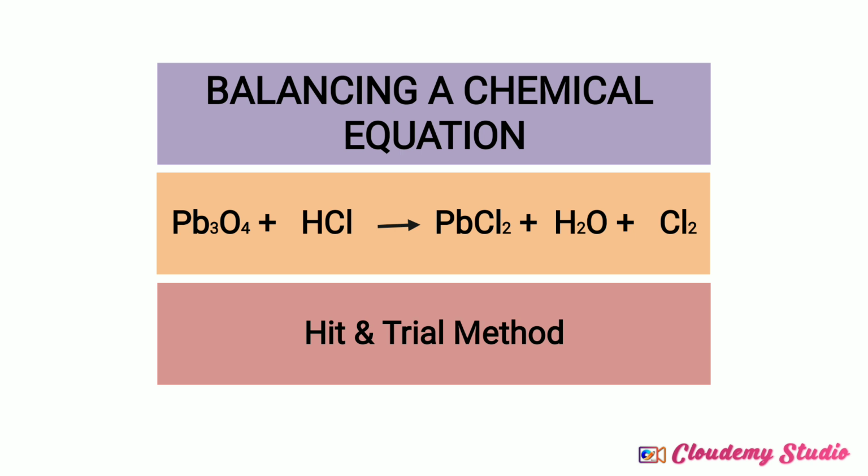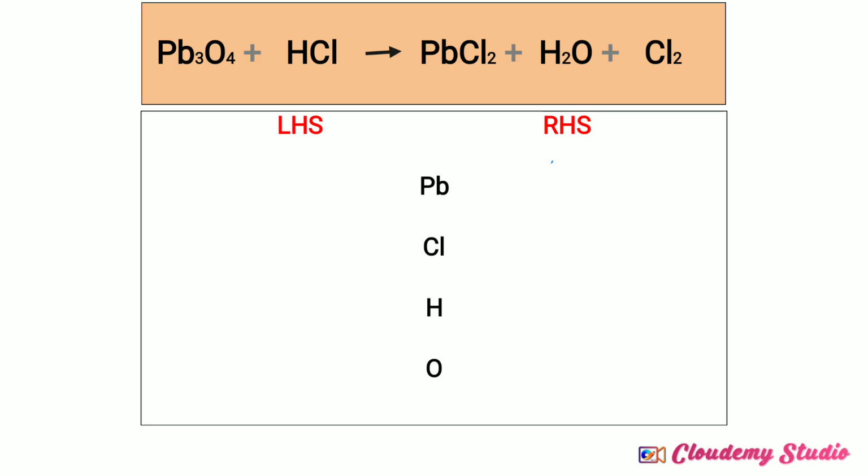Let's balance one chemical equation. This equation is for the reaction between red lead and hydrochloric acid to form lead chloride, water and chlorine. Let's balance this equation by hit and trial method. First we have written the skeleton equation.